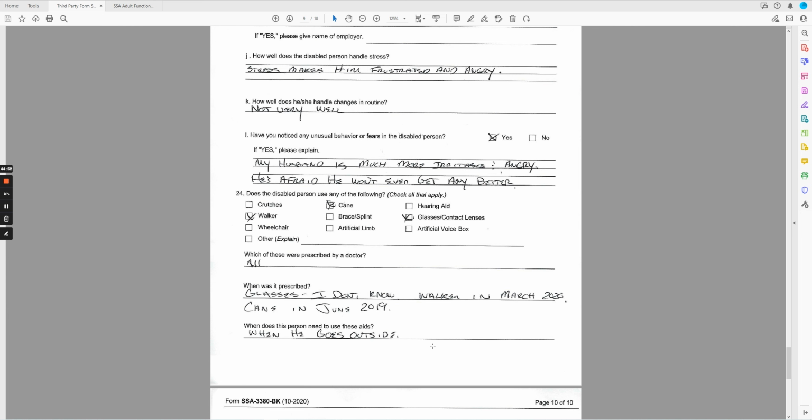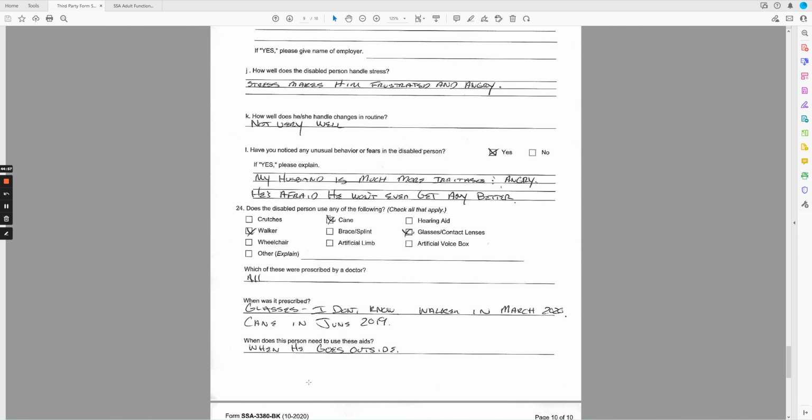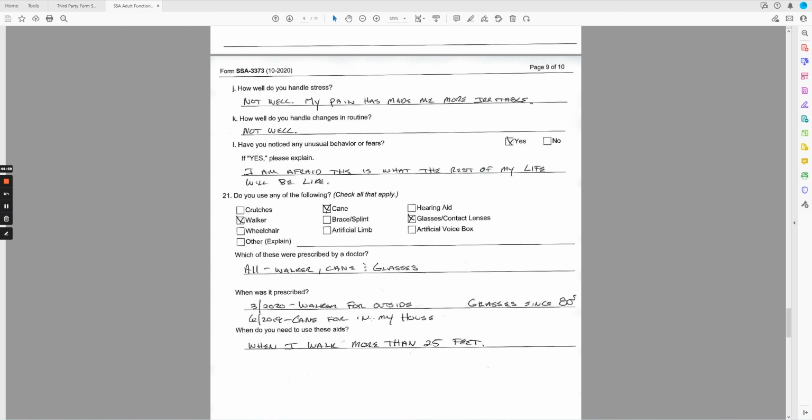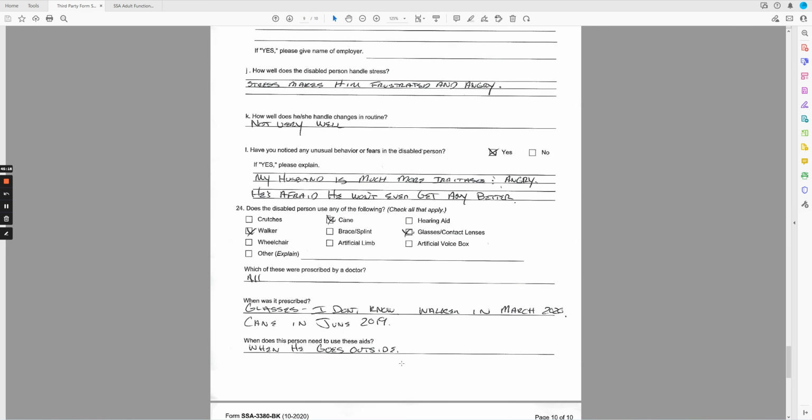When does the person need to use these aids? And here, I do want to bring this to your attention, we had the wife say when he goes outside, but on the adult function, when I walk more than 25 feet. So I guess it depends on how big of a house you live in. I don't feel like that's totally inconsistent. I think in my scenario, I was thinking these folks live in a very small house. He doesn't really walk more than 25 feet indoors. So I do think this is consistent.